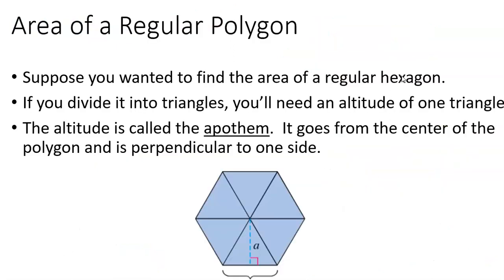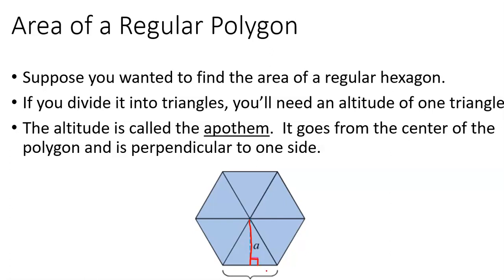All right, how about regular polygons? Suppose you wanted to find the area of a regular hexagon. Well, if you divided that regular hexagon into 6 triangles, you're going to need the altitude of one triangle. The altitude, remember, goes from the vertex perpendicular to the base.